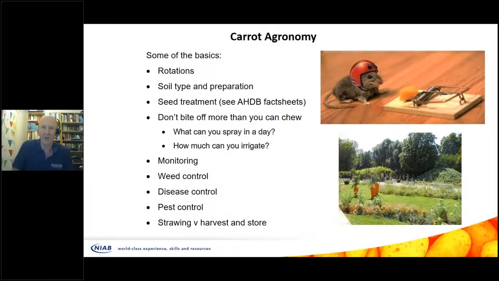The agronomy, I couldn't find a picture of a carrot on a mouse trap, but that piece of cheese is almost carrot shaped. The same principles really as the onions. Look at your rotations, look at the soil type and preparation, seed treatments, looking at how much you can manage and keeping constant vigilance and monitoring of your crops. And as I mentioned already, the harvesting and storing debate.